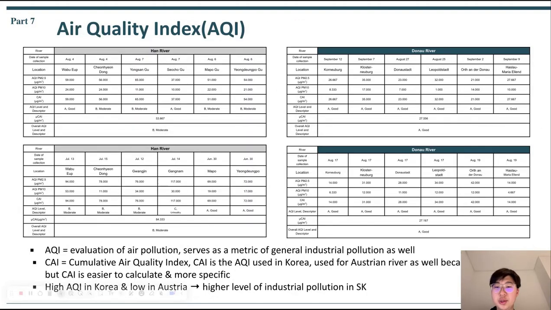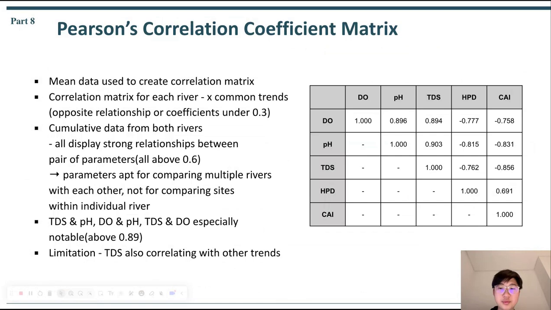The air quality index was also considered because part of industrial pollution is when pollutants are released into the air to contaminate the atmosphere, and the CAI was utilized as the specific index in this case. It revealed that the Han River was once again significantly more polluted than the Donau River, even in the atmosphere, with the CAI values being 53 and 84, which was significantly higher than the average values of data collection sites in the Donau River, which was approximately 27.